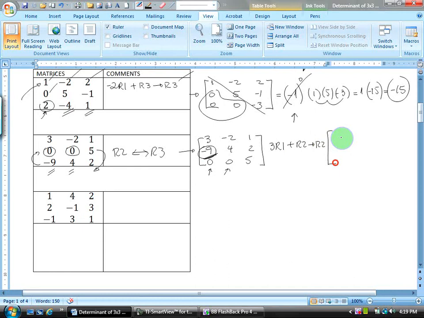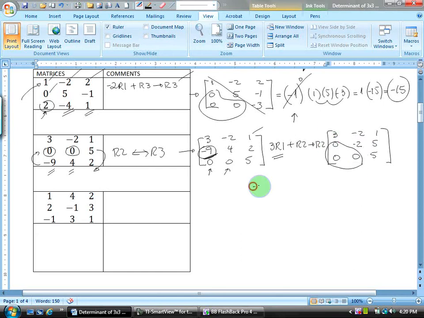I rewrite the matrix. Row 1 does not change. Row 3 does not change. So what happens to row 2? Apply the rule. 3 times row 1, 9. Minus 9, 0. 3 times minus 2, minus 6. Plus 4, minus 2. 3 times 1, 3. Plus 2, 5. We achieved the shape.